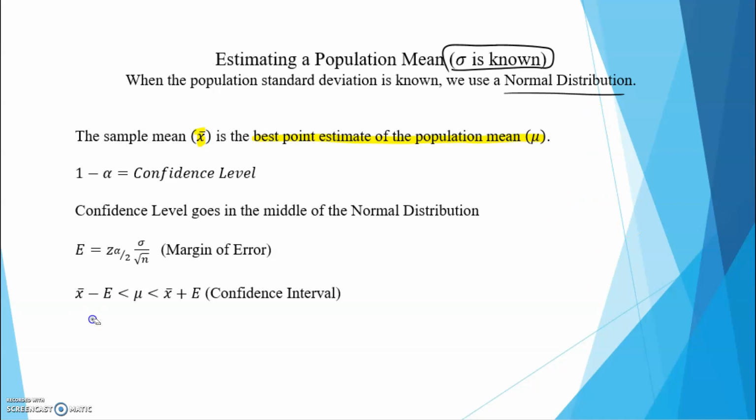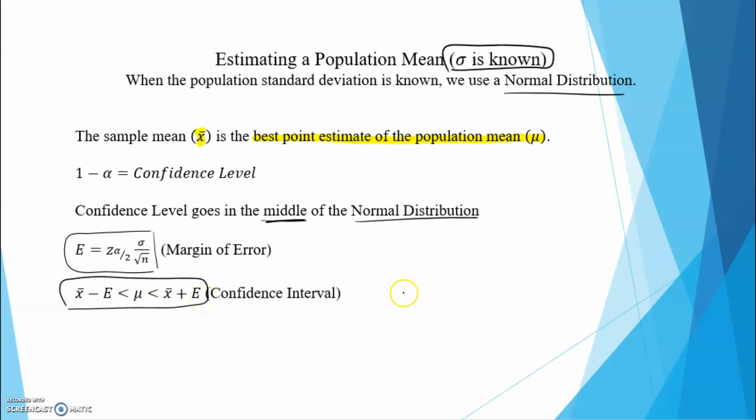Our confidence level is 1 minus alpha, and your confidence level is going to go in the middle of your normal distribution. This is your margin of error. So you'll have a z-score times the population standard deviation divided by the square root of your sample size. And then here's your confidence interval. So you have a sample mean minus the margin of error less than the population mean less than the sample mean plus the margin of error.